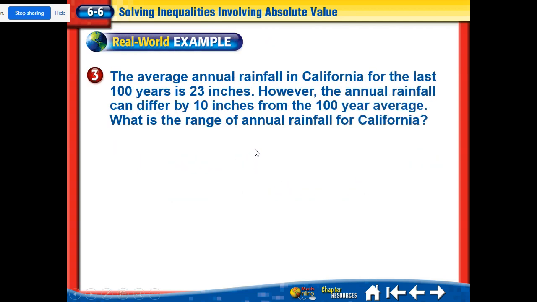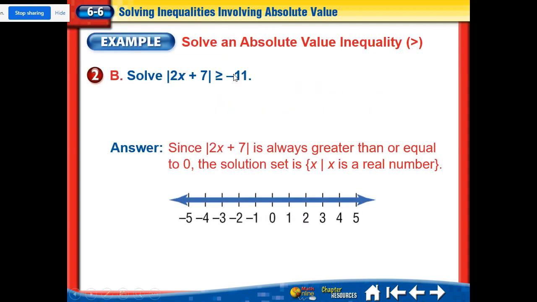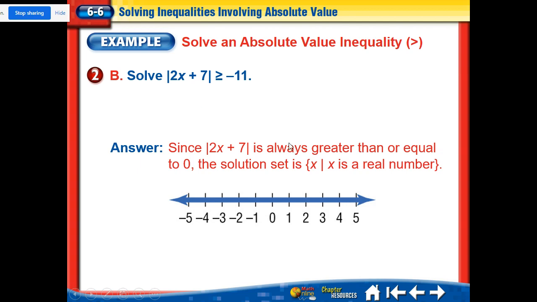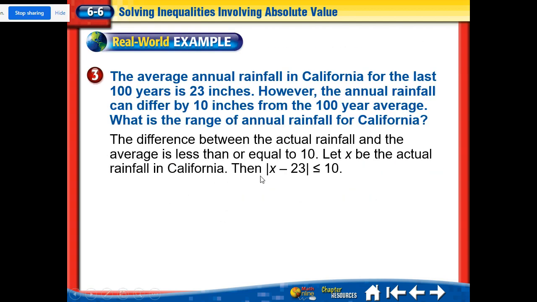All right, how do we do this if it's a real world problem? The average rainfall in California is 23 inches. However, the annual rainfall can differ by 10. This 10 is what's going to be on the opposite side. So this is where the 10 is going to go. The original value, the value that they give us, the 23, that's going to go in here with the x. So notice how they do this. The 10 goes over here by itself, and then it's x minus 23. It's always minus whatever the number is there.